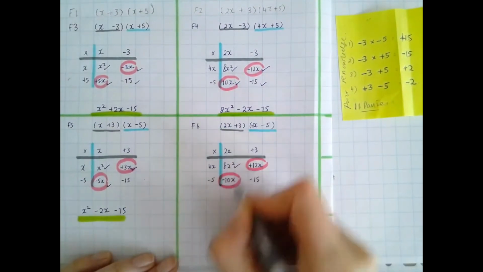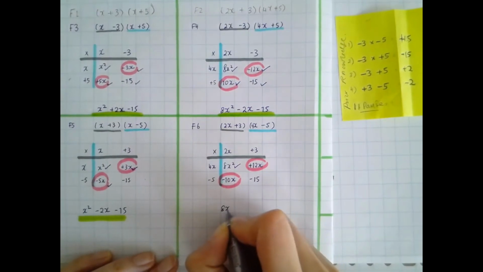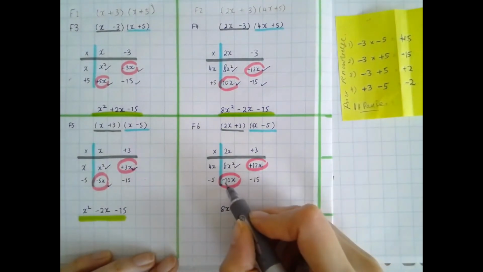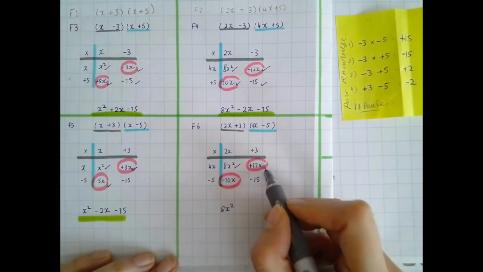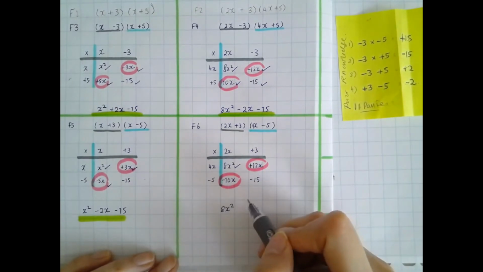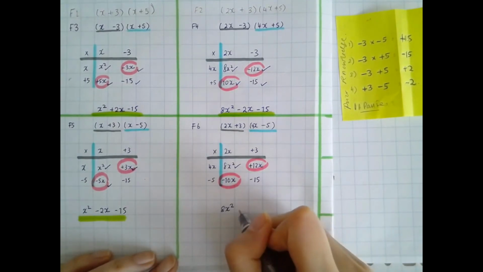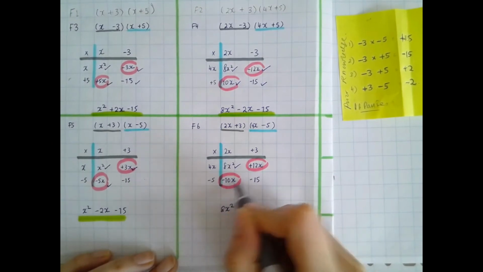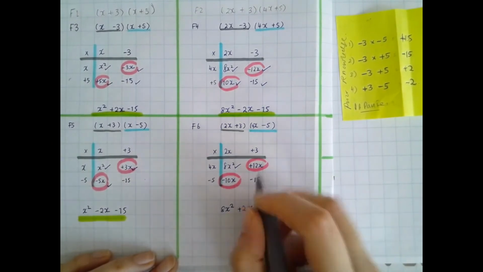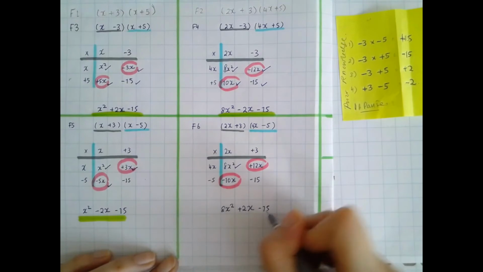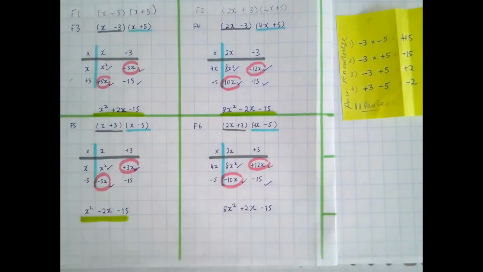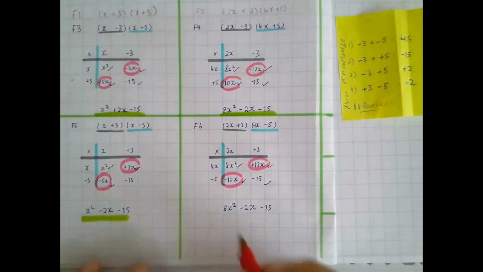We have 8x squared, positive 12x taking away 10x. Positive 12 taking away 10 is positive 2. And we have our x as well. And now negative 15. Dealt with all of my terms, my polynomial is written right here.